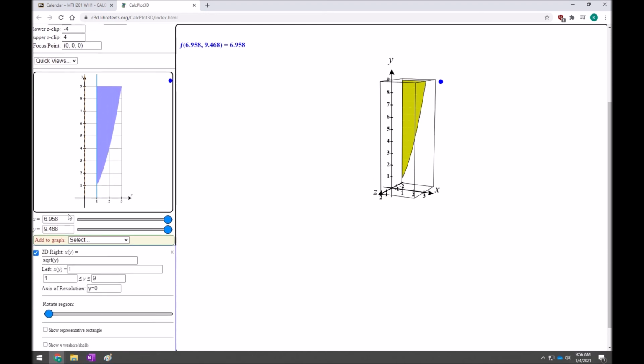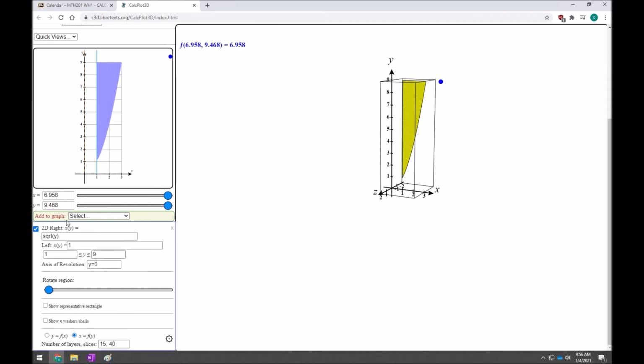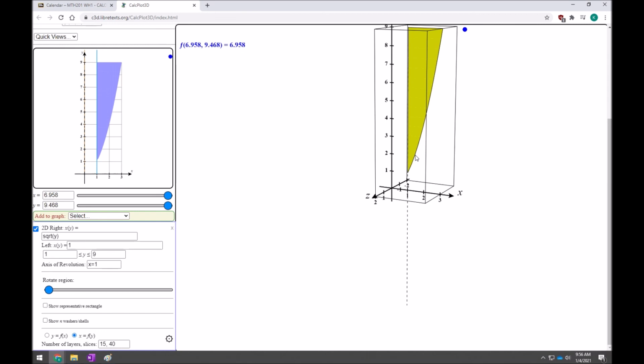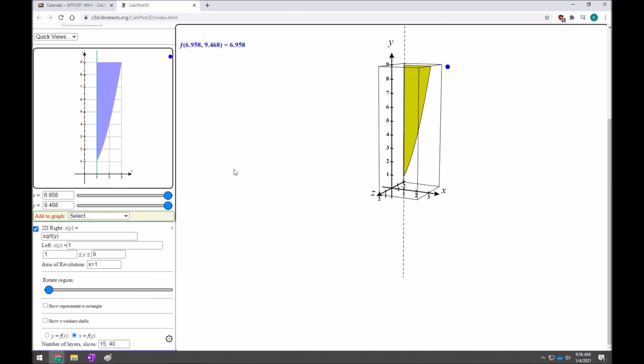Over here on this side, I can change my axis of revolution, what I'm rotating around. Remember, I'm rotating around the line x equals 1. When I do that, notice that I include this dashed line, just like we did in our picture, to show what we're rotating around. Now, much like what we saw in example 1, we can show the different representative rectangles that we could draw. Those rectangles are shown in red over on the side. They're at different heights, but based on what height they're at, they're longer or shorter.